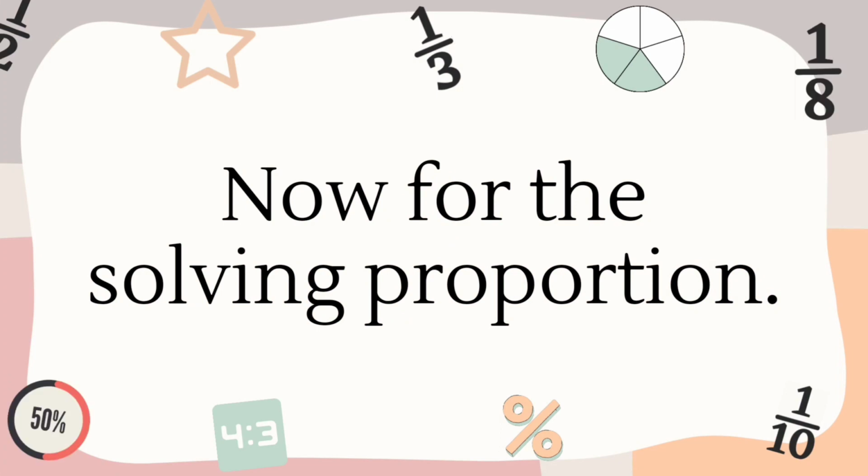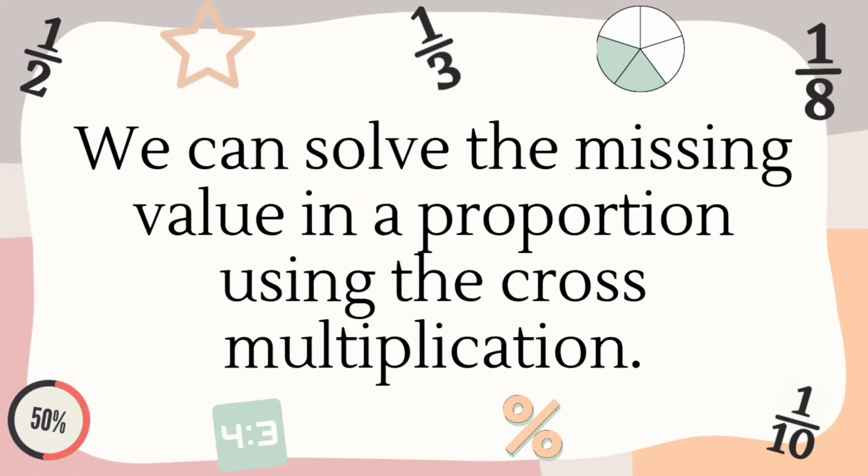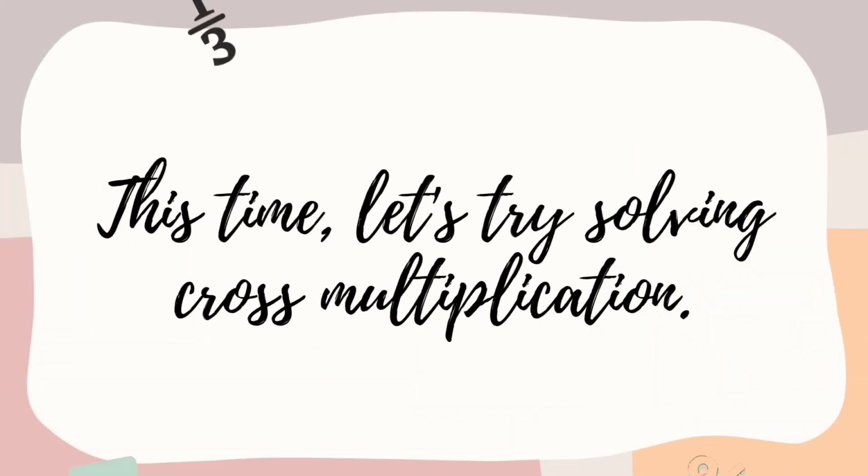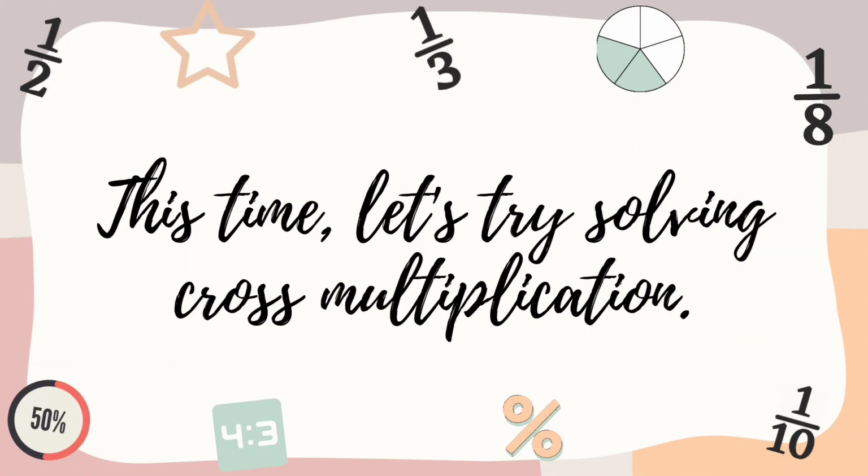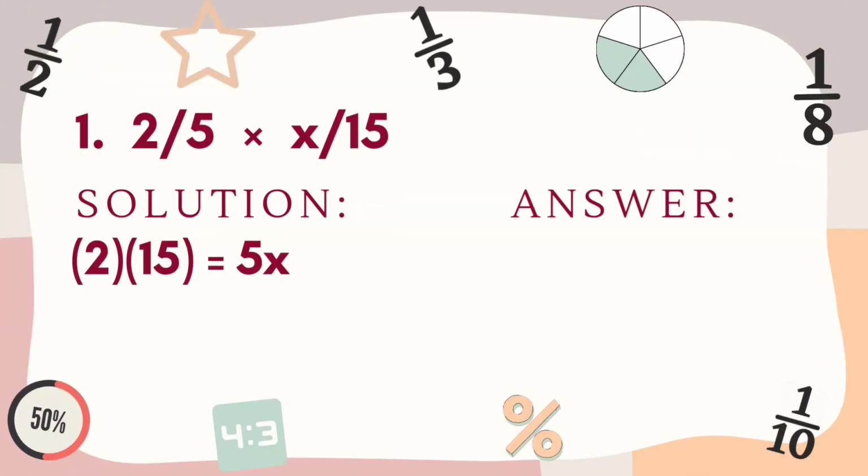Now, for solving proportion. We can solve the missing value in a proportion using cross multiplication. This time, let's try solving using cross multiplication. For number 1, we have 2 over 5 equals x over 15.